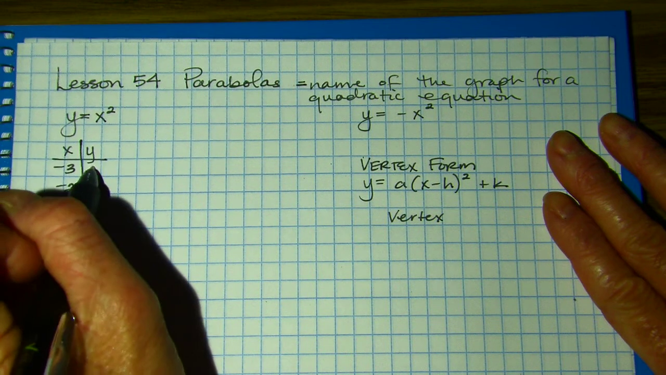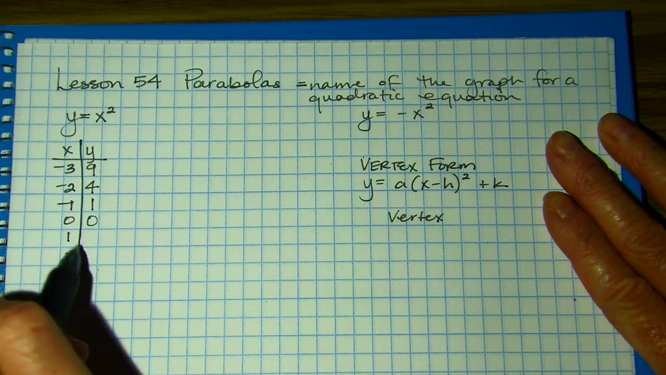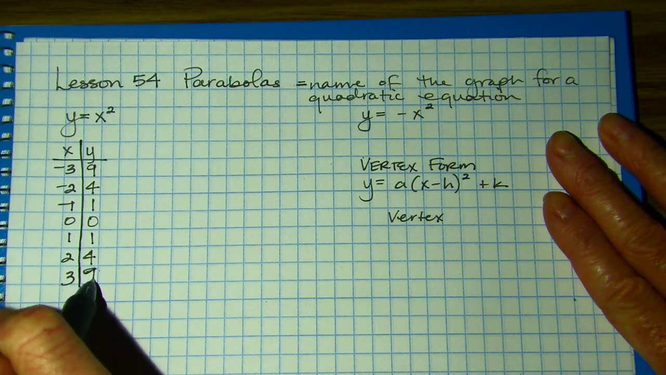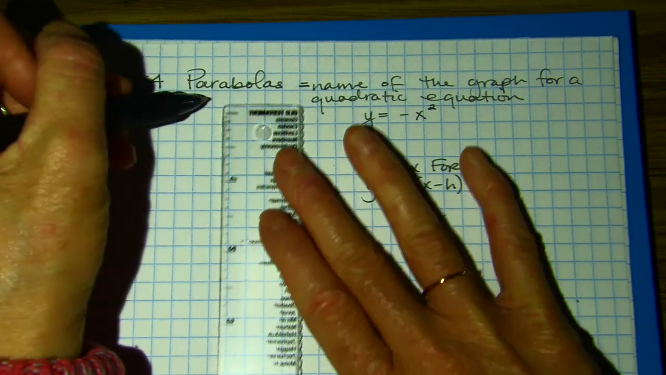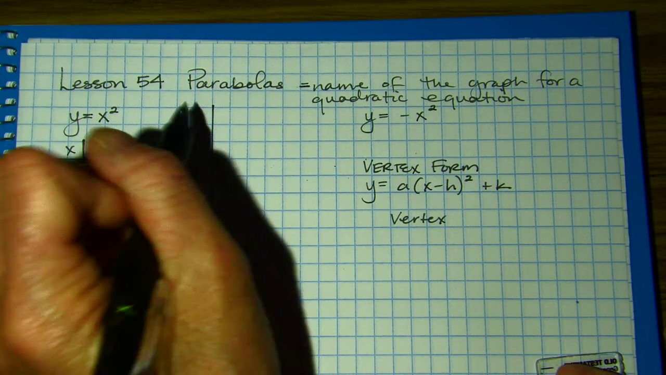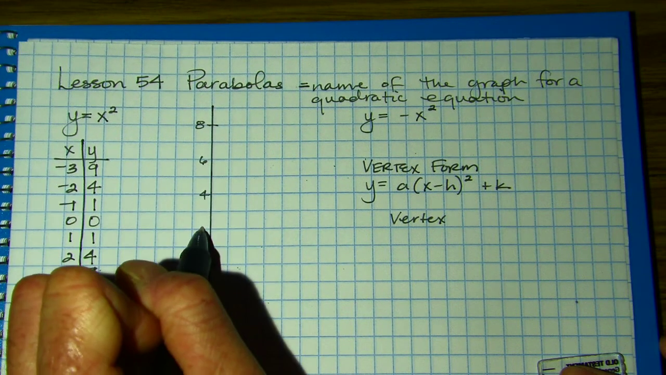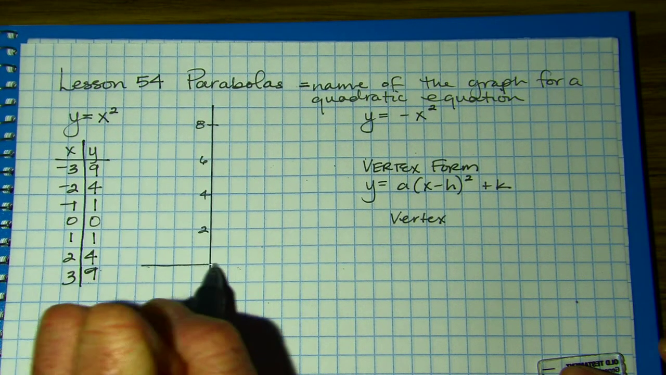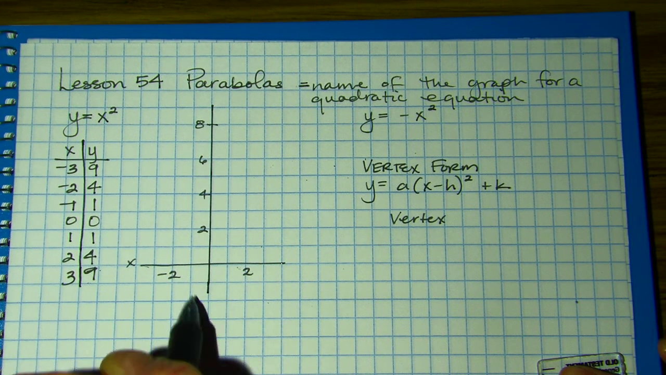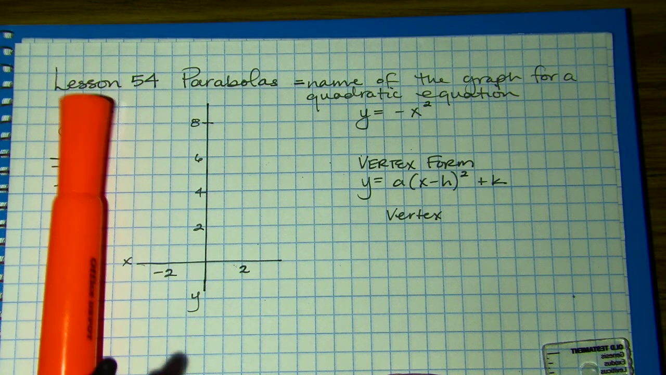So -3 squared is 9, -2 squared is 4, -1 squared is 1, 0, 1 squared is 1, 2 squared is 4, 3 squared is 9. Now this table can be built infinitely, but I wanted to show you the parent function. So here's 8, 6, 4, 2. And I also want to show you how I graph it because it'll save you some time later. So I do it without the use of a table. So let's cover up the table.